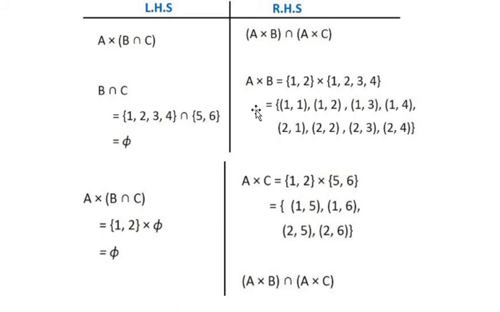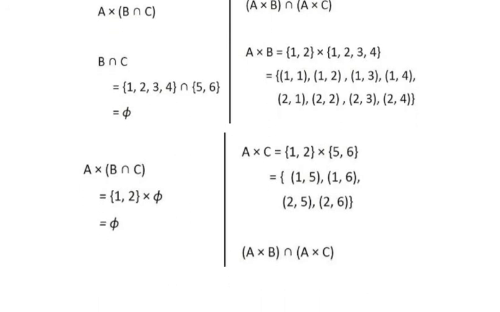Here you can see (1,2), but we don't have any (1,2) over here. (1,5), (1,6), (2,5), (2,6): we don't have these in A cross B. So their intersection will be null set. Now from LHS and RHS we can say that A cross (B intersection C) is equal to (A cross B) intersection (A cross C).